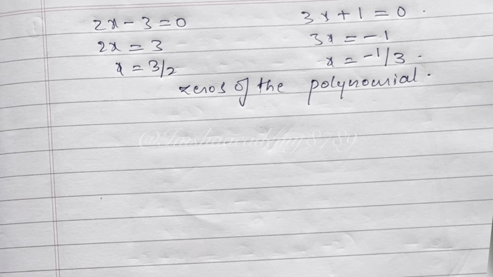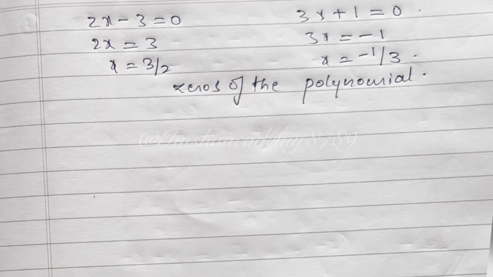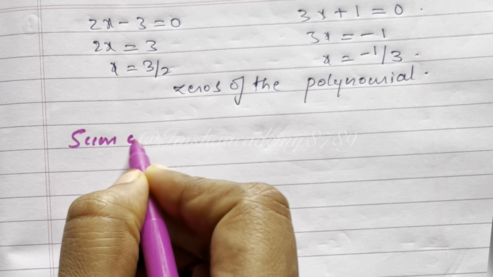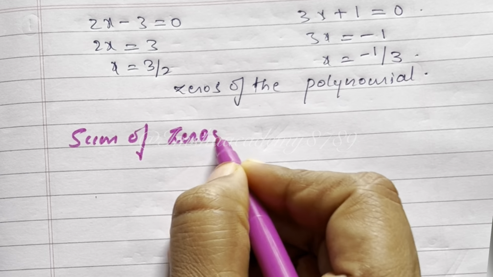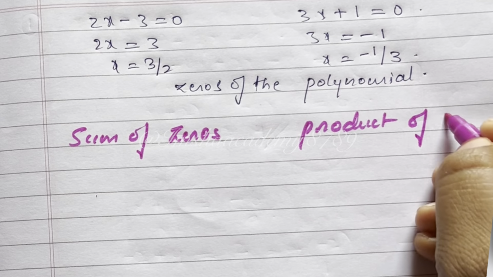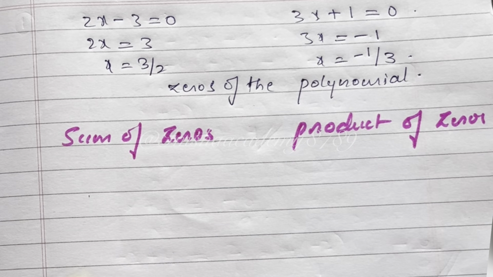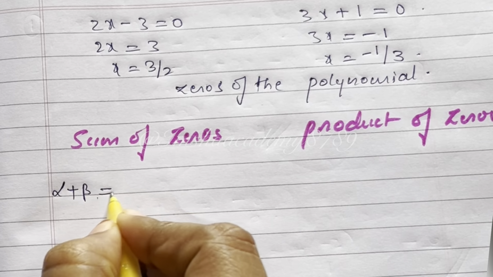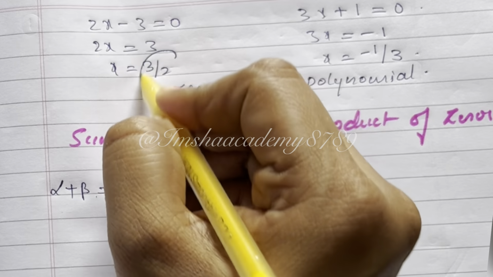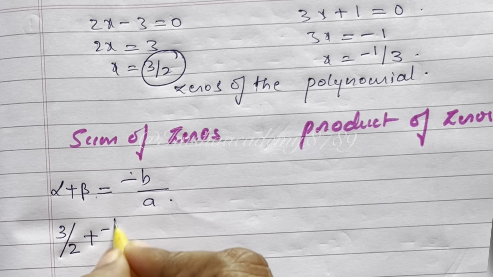Zeros of the polynomial. So for the relationship between the zeros and the coefficients, first we need to find the sum of zeros and the product of zeros, right? In order to find the sum of zeros, we have alpha plus beta is equal to minus b by a. Alpha is 3 by 2 plus beta is minus 1 by 3.